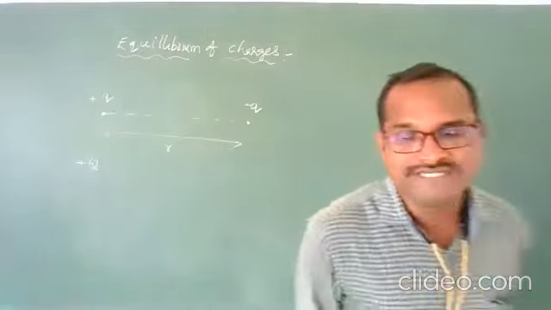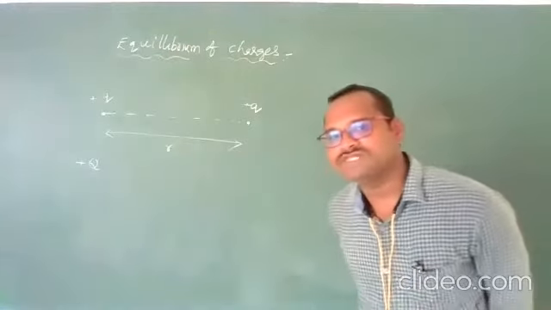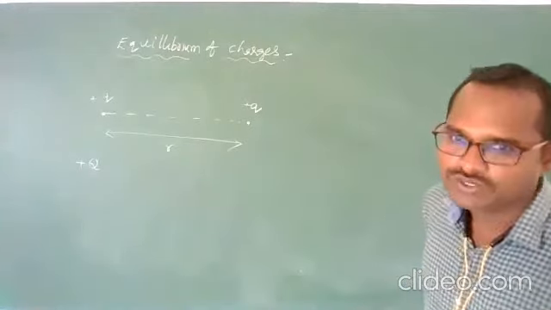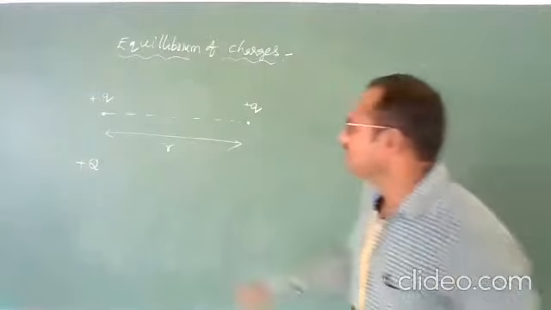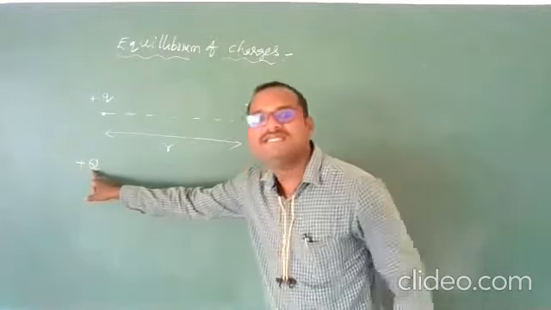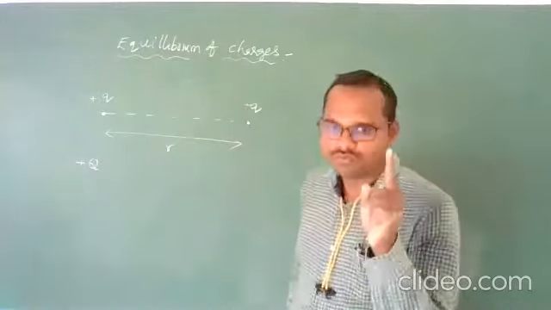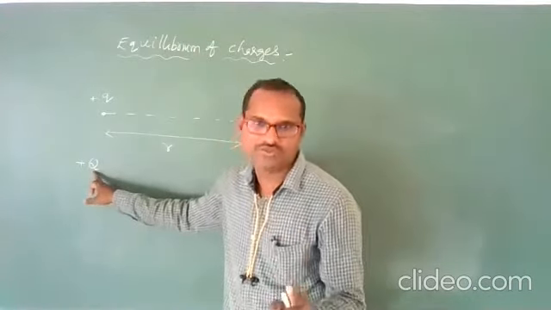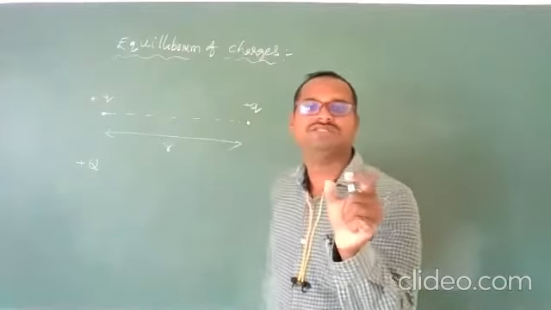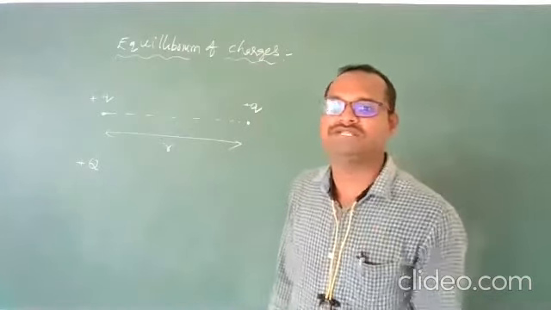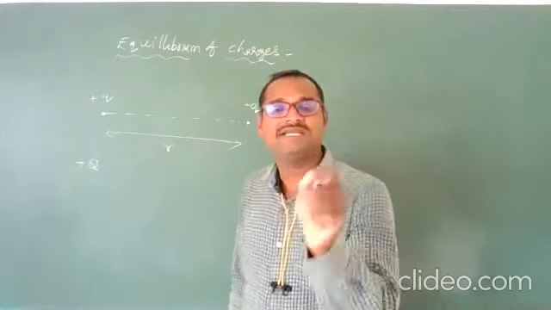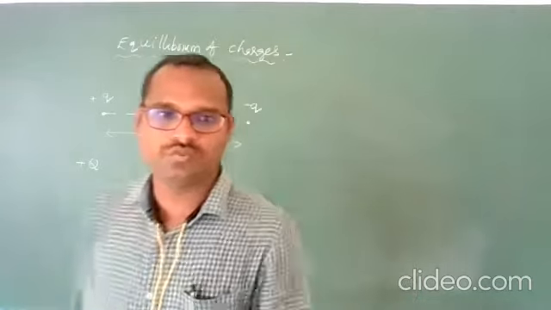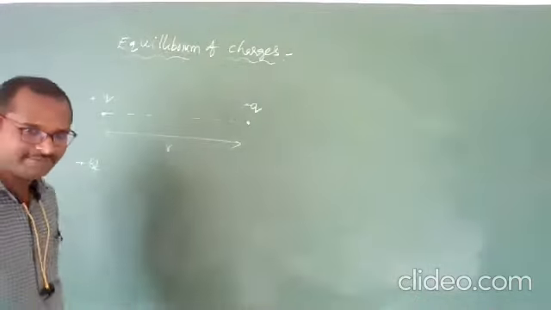Now my question is, where should we keep this third charge, capital Q, so that the third charge is in equilibrium condition? Equilibrium condition means the net force on capital Q is 0. Where is that location? We need to find.